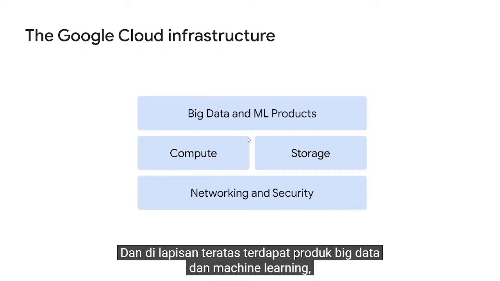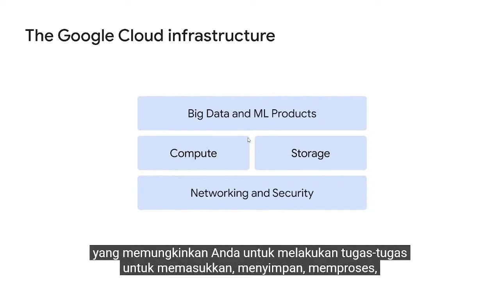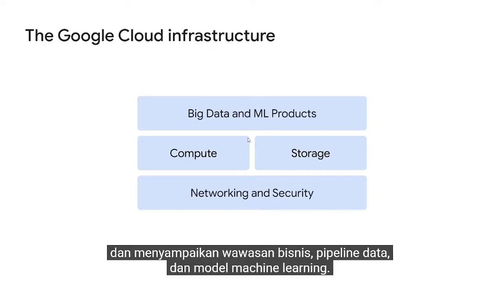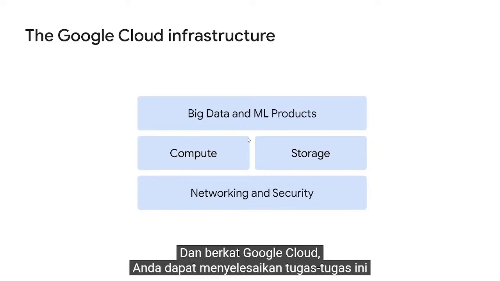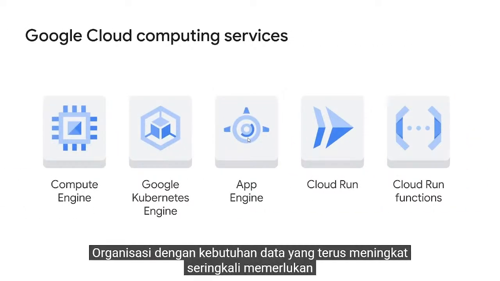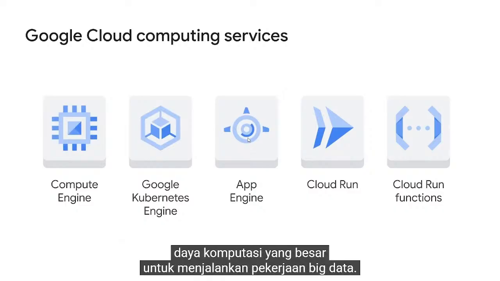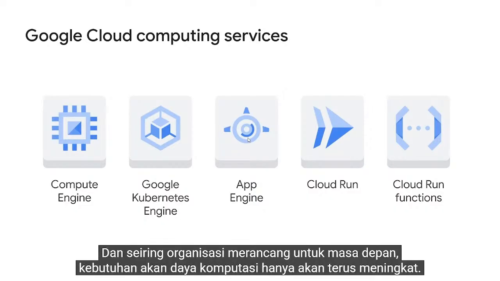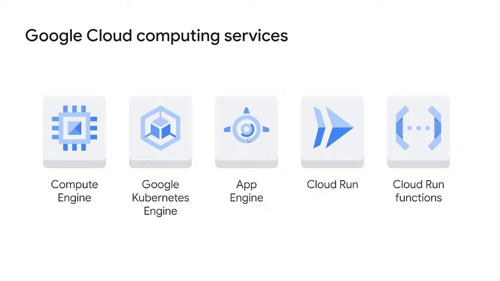And on the top layer sit the big data and machine learning products, which enable you to perform tasks to ingest, store, process, and deliver business insights, data pipelines, and machine learning models. And thanks to Google Cloud, you can accomplish these tasks without needing to manage and scale the underlying infrastructure. Organizations with growing data needs often require lots of compute power to run big data jobs. And as organizations design for the future, the need for compute power only grows.